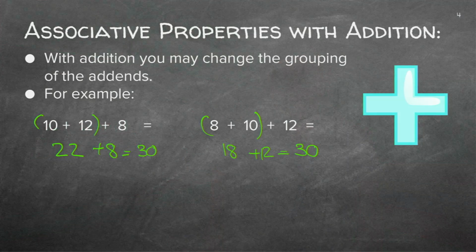Why do I do that? Because it might be easier for you to add. If you look at my example, 18 plus 12 might be easier to add because you know 2 plus 8 is going to be equal to 10. So it's 10 plus 10 plus 10, with the 10s that I've got in 18 and 12. And that might be easier for you to add. So that's why you are allowed to group your numbers with addition in a different order.